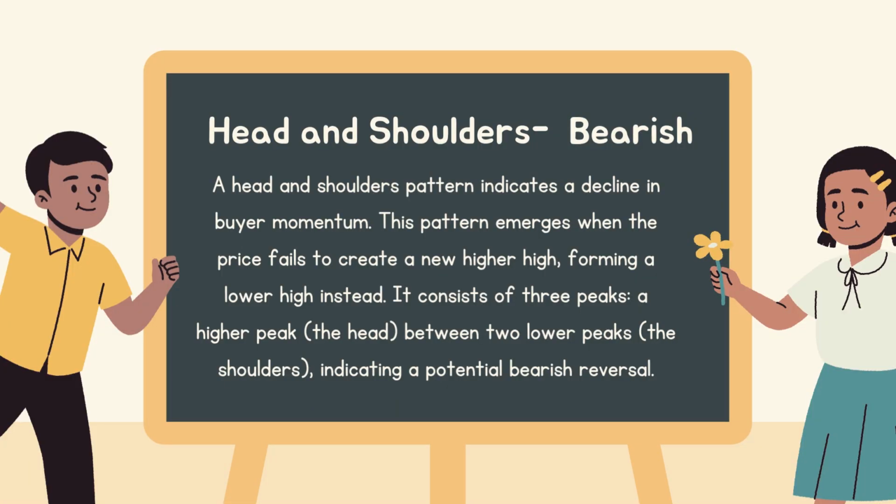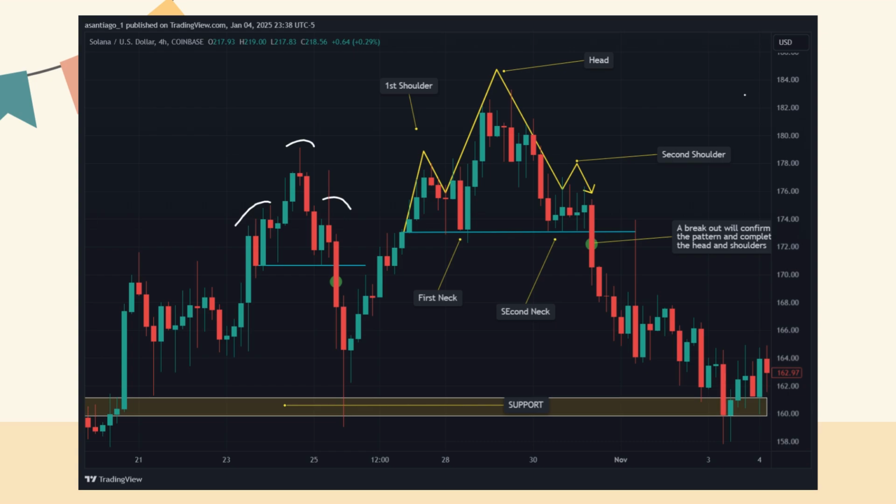We have this famous head and shoulder that we are going to go over. This is a bearish signal. It indicates a decline in the buyers' momentum. This pattern emerges when the price fails to create a new higher high and forms a lower high instead. The lower high is the second shoulder, which will be confirmed when the neckline is broken. It consists of three peaks. We have the higher peak, which is the head, and the two lower peaks are the shoulders, indicating a potential bearish reversal. Let's go see the chart.